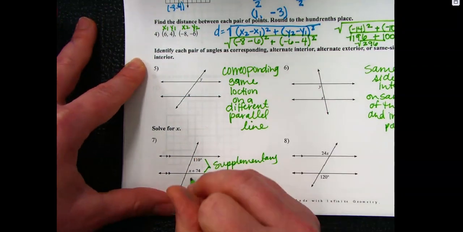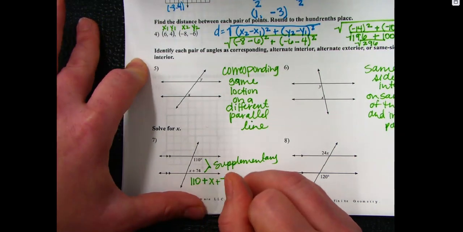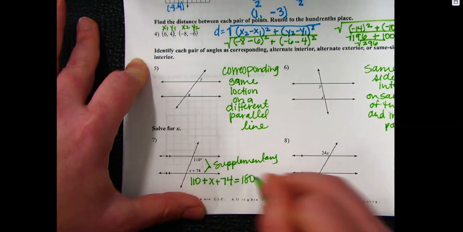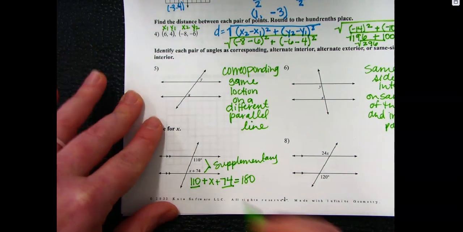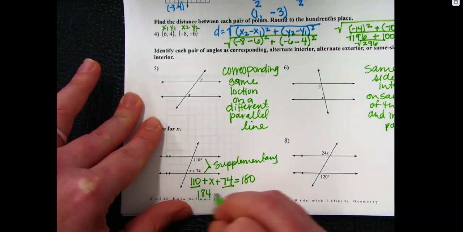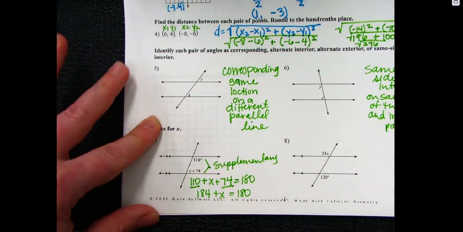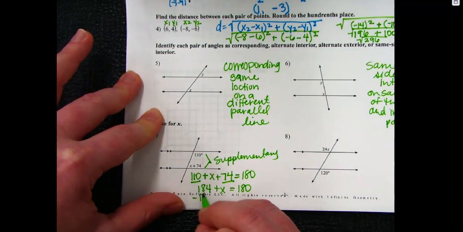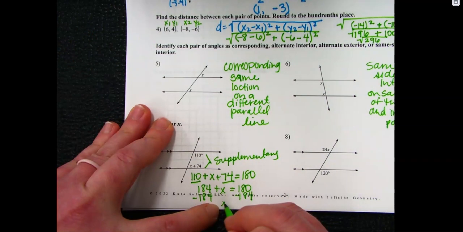So 110 plus x plus 74 is going to equal 180. So don't panic when you add the like terms together. That's going to give you 184 plus x equals 180. I know that's greater than 180, but that's okay. When you subtract, you're going to get x equals -4.